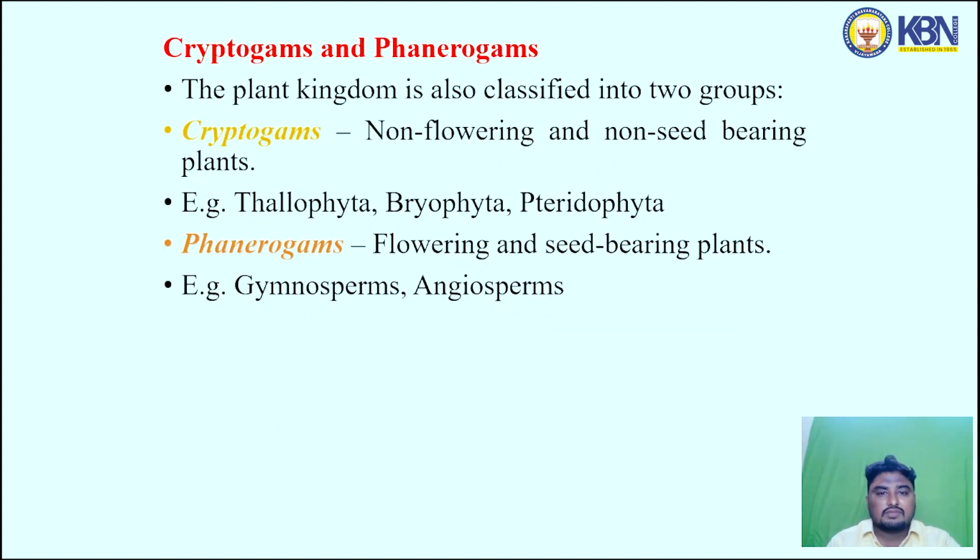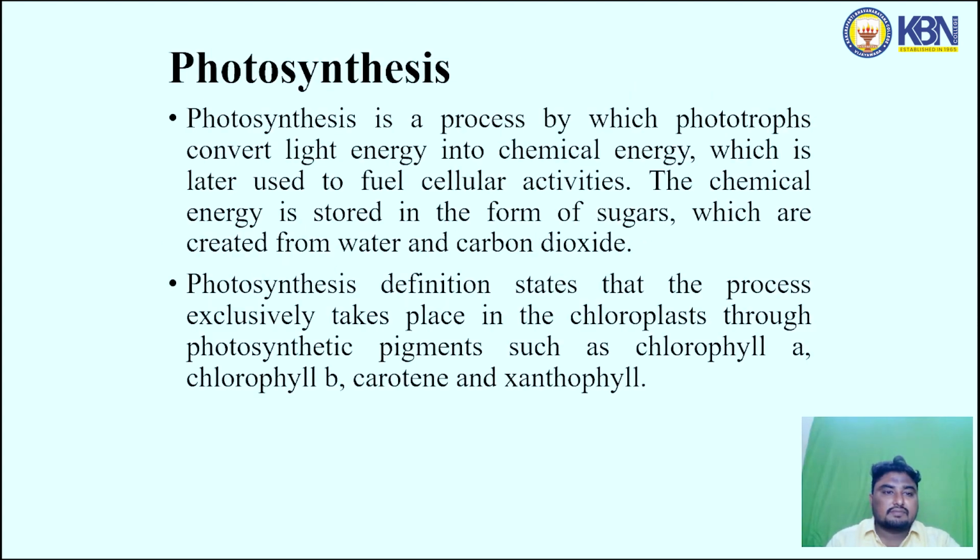Next one is the cryptogams and phanerogams. The plant kingdom is classified into 2 groups. Cryptogams. These are the non-flowering and non-seed bearing plants. Examples: Thallophyta, Bryophyta, Pteridophyta. Phanerogams: flowering and seed bearing plants. Examples: Gymnosperms, Angiosperms. Next topic is the photosynthesis.